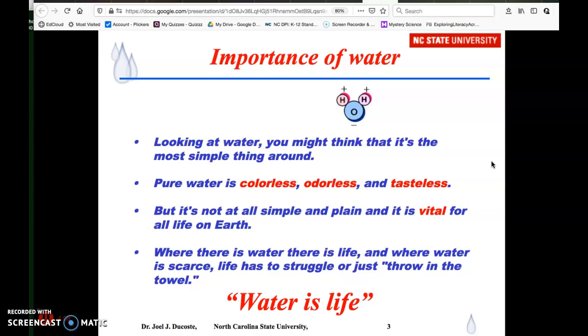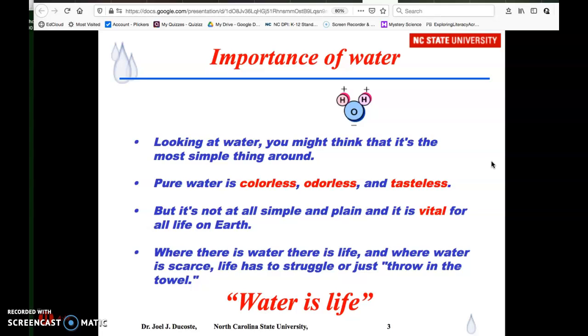The thing, though, about water when we talk about humans, livestock, and crops is that we need it. Everything that's living needs water. So where there is water, there is life. Where water is scarce, life struggles or just throws in the towel. Therefore, water is life. So when we're looking for a new planet to inhabit, or perhaps looking for aliens, the first thing that many scientists look for is whether there was water available in the past, or is there water available on that planet now? So far, we know that the Earth is the only planet we've been able to find that has actual liquid water.